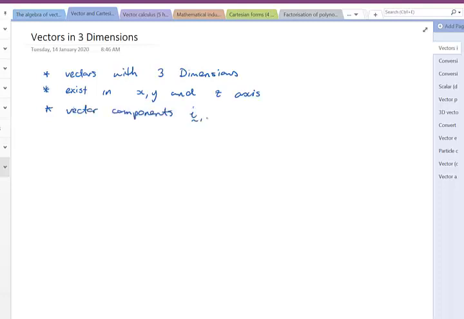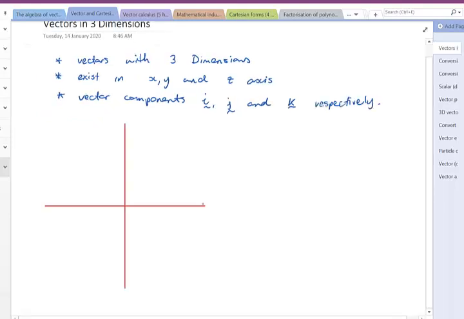In this lesson, we'll be introducing vectors in 3 dimensions. Essentially, what we're looking at is now vectors with 3 dimensions, and that is that they exist in the x, y, and z axis, and that means that there are now vector components i, j, and k, respectively. So we're used to 2 dimensions, and we've played around a fair bit in 2 dimensions with vectors.